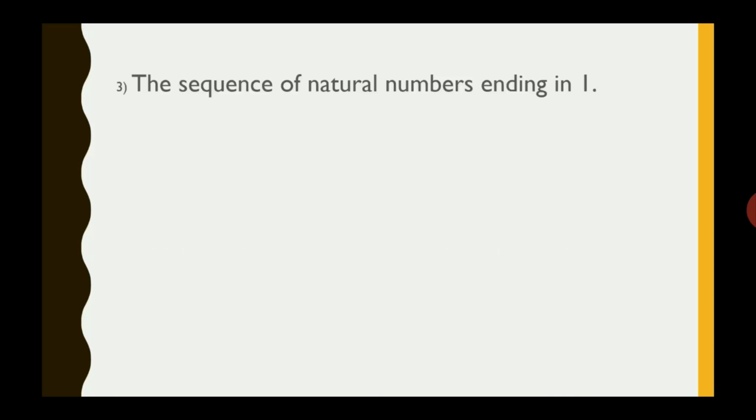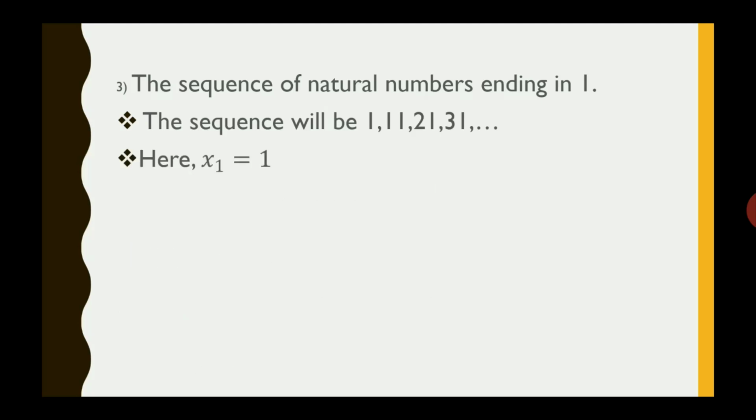Now let us look at the next problem. We have to find the algebraic expression of the sequence of natural numbers ending in 1. Here the sequence will be 1, 11, 21, 31. So the first term will be 1, the second term will be 11, the third term will be 21. Now we have to find the relationship between the position and the term. It is actually 10 times a number minus 9. So xn will be 10 into n minus 9.